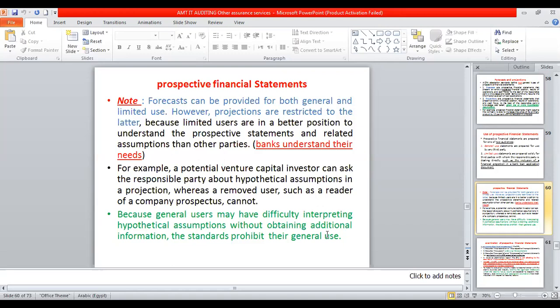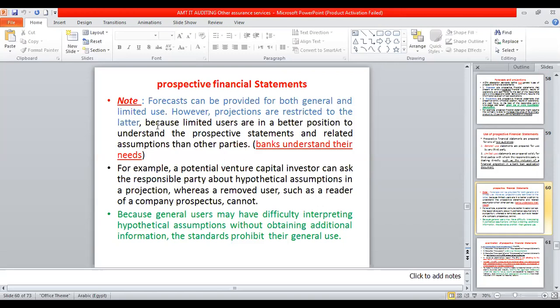the hypothetical assumptions. So it's better to limit the projected financial statements, which are based on hypothetical assumptions, to limited users. So I don't provide these projected financial statements unless someone requests them in a specific form, because he already understands the hypothetical assumptions used as a base to form the projected financial information. For example, forecasted statements can be provided for both general and limited use, but projected information is better restricted to limited use.